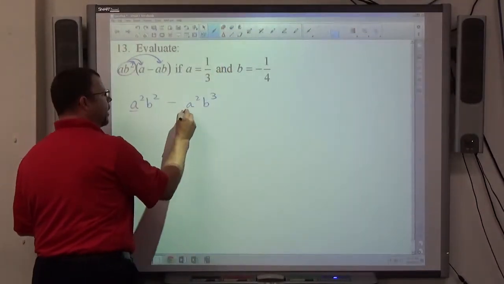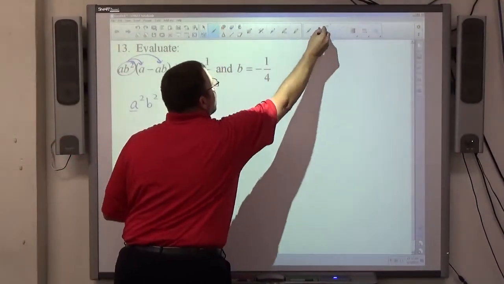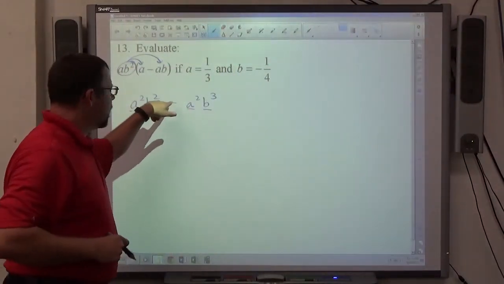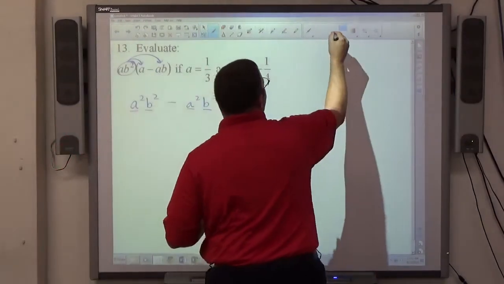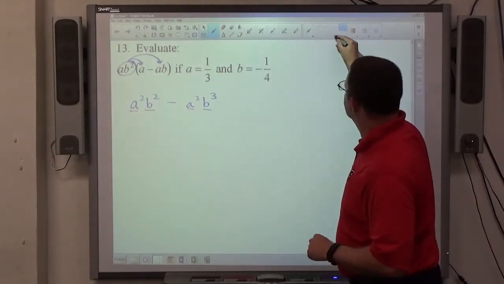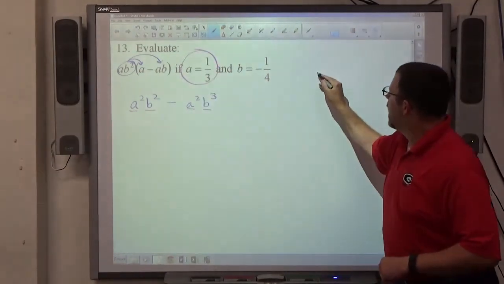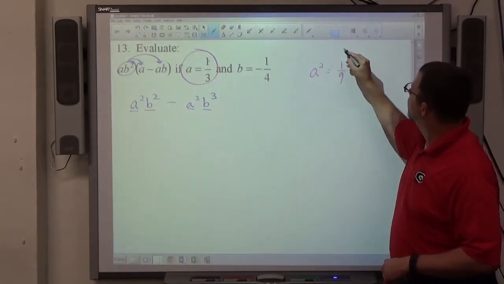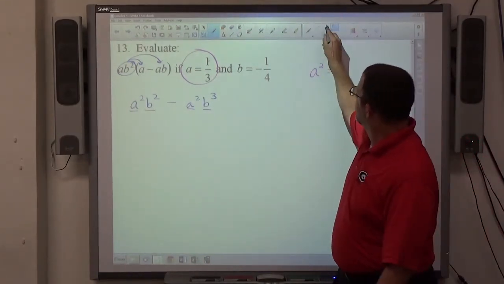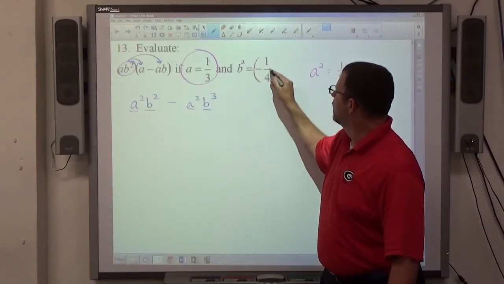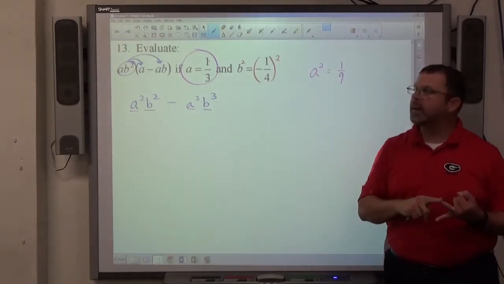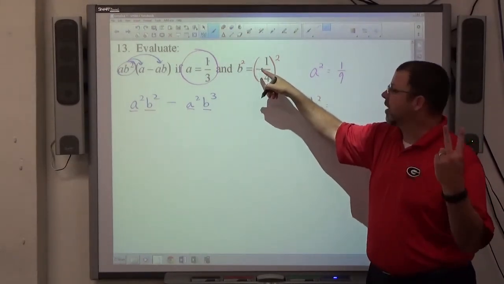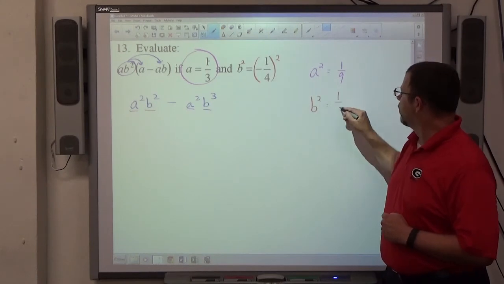If I can figure out what a squared equals, that can go right there. b squared can go right here. And b cubed can go right there. And those two products are being subtracted. So, if I come back over here to a, this is a is 1/3. a squared is going to be 1 squared over 3 squared. Looking at b, this says b squared, so I want b squared. Square the letter, you square the sign and the number. So looking at b squared, 2 negatives make a positive. 1 times 1 is 1, 4 times 4 is 16.